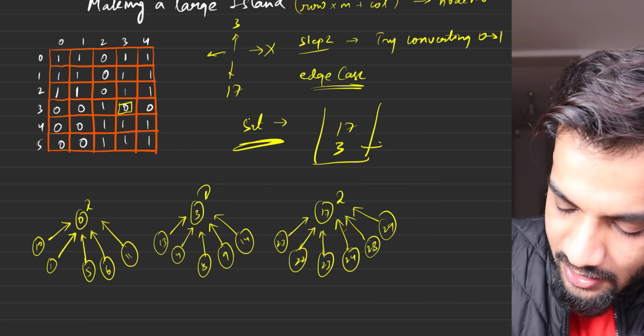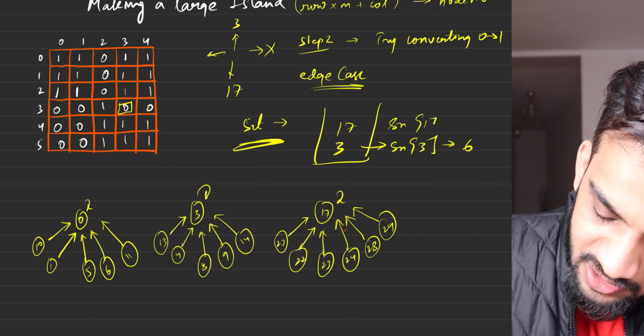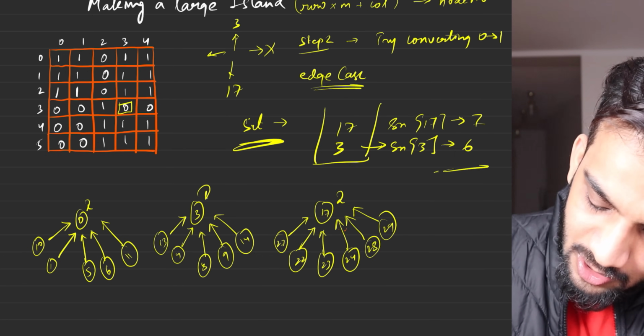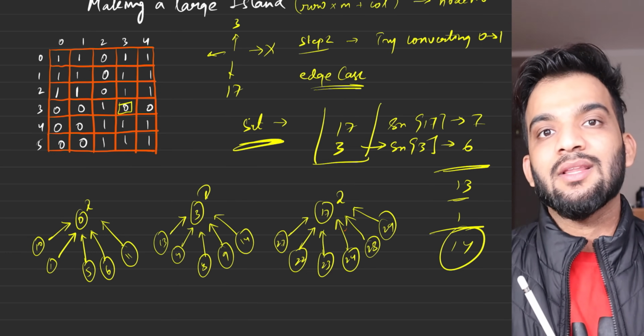17. So you ask size of 3 and this will give you as 6. You ask size of 17 and you will get it as 7. Now summarize this as 13 and 1 for itself to make it 14. So you get the correct answer.